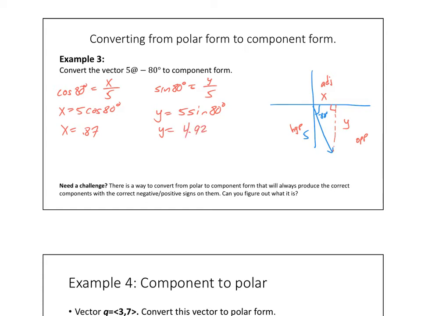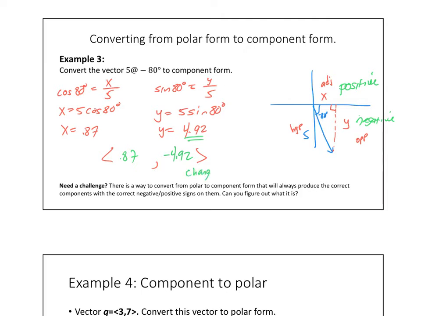And now we need to think about the signs, whether they're positive or negative for each of the components. If I look at the x component, it should be a positive value, right? Because I'm going in the positive x direction for this vector. So 0.87 is correct. But for the y component, this 4.92 has to be a negative value because I'm going in the negative y direction. So I have to change the sign of my y component to be negative 4.92.